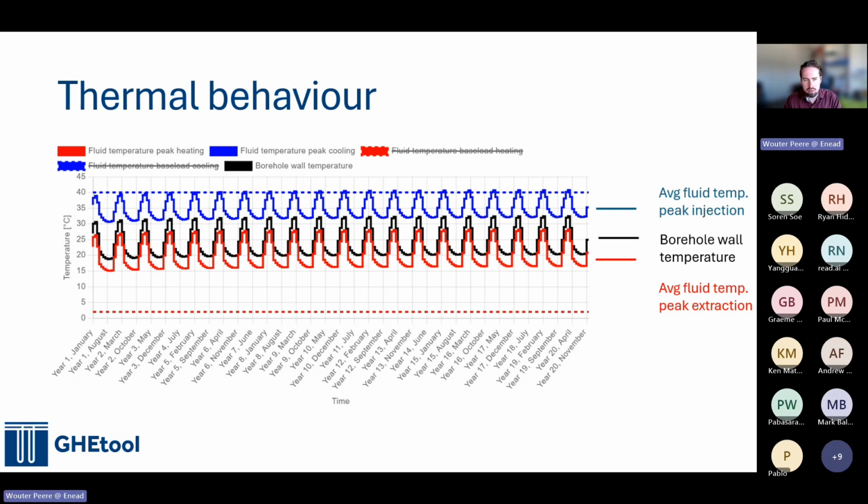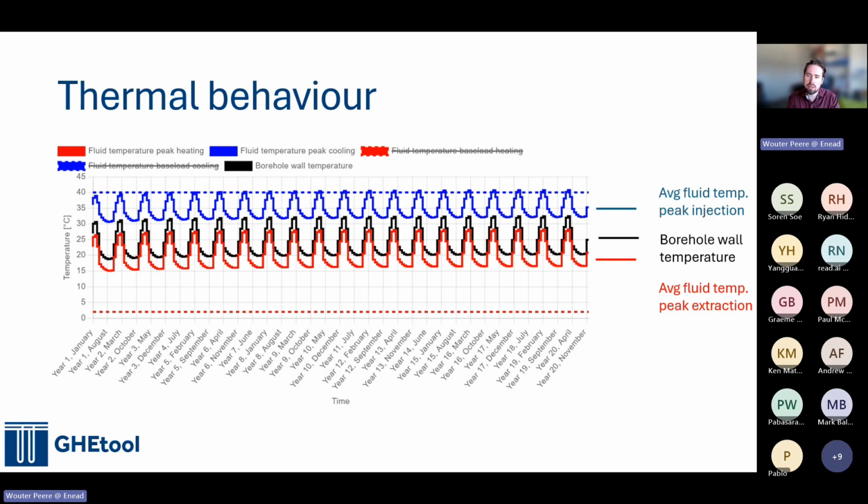And as you can see, it varies over the seasons. It heats up in summer, it cools down in winter. And there is also, over the years, a certain drift. So in this case, it heats up year after year a little bit. And then we have a blue and a red line, and these are for the temperatures during heating and cooling.